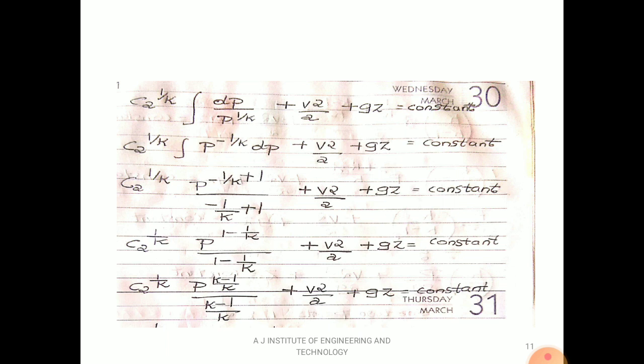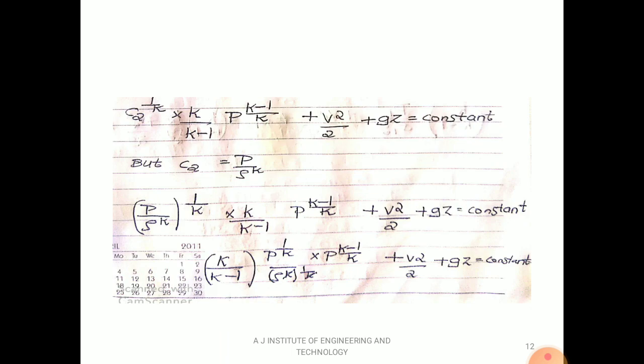Now you can rearrange: C^(1/K) P^(1−1/K) divided by (1−1/K) plus V²/2 plus Gz equal to constant. So for C^(1/K), you can take the LCM here: P^((K−1)/K) divided by (K−1)/K plus V²/2 plus Gz equal to constant. Now you can rearrange: C^(1/K) into K/(K−1), P^((K−1)/K) plus V²/2 plus Gz equal to constant.